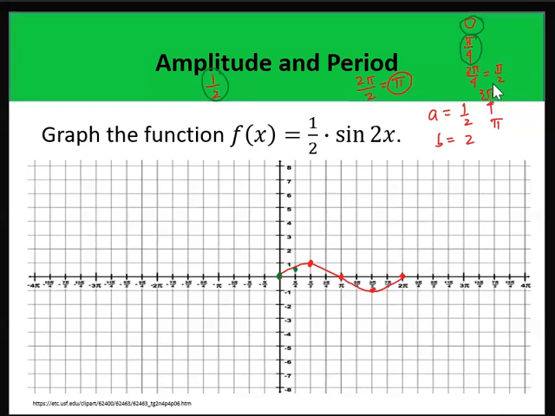And then at x is equal to pi over 2, we go back to 0. Now for x is equal to 3 pi over 4, the value of y will be negative 1/2, which is here. And then when x is equal to pi, the value of y is 0. So connecting these green points by the sine pattern, then we get the graph of 1/2 times sine of 2x. So we see that there's a vertical shrinking of the red graph and a horizontal shrinking of the red graph.